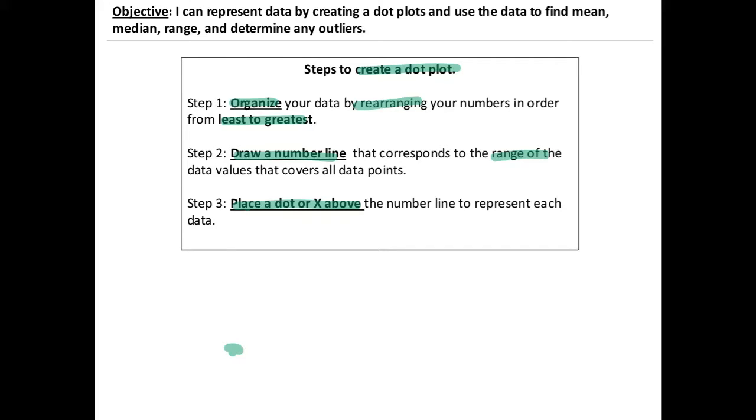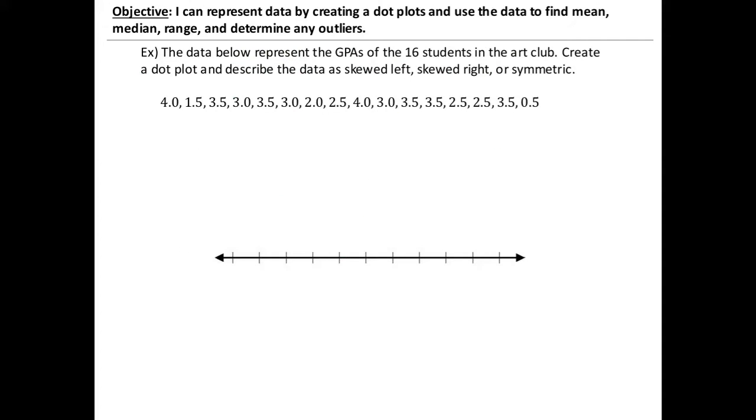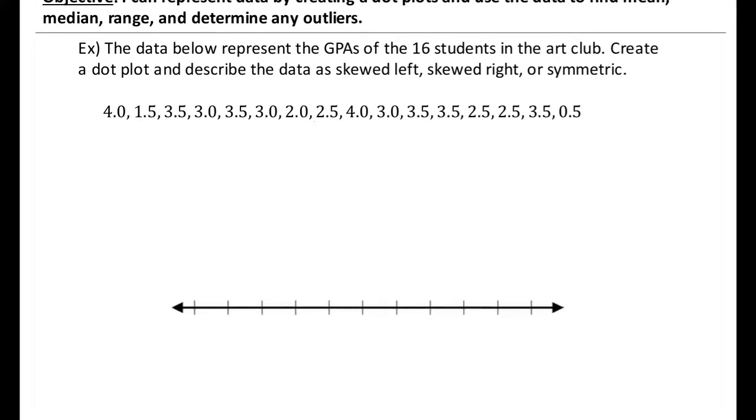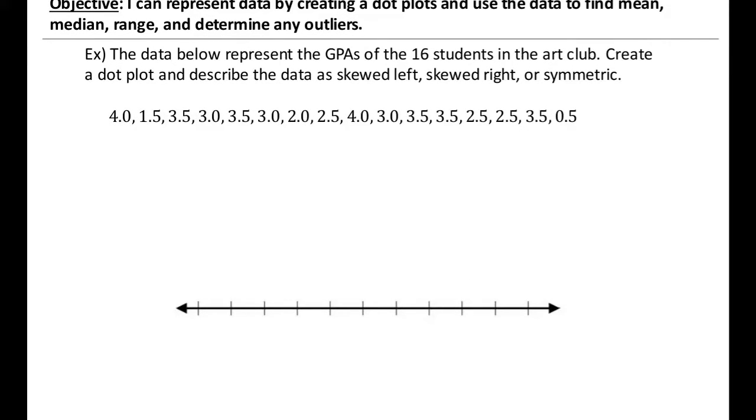So if we look at our first example here, it says the data below represents the GPAs of 16 students in the art club. We're supposed to create a dot plot and then describe the data as skewed left, skewed right, or symmetric.